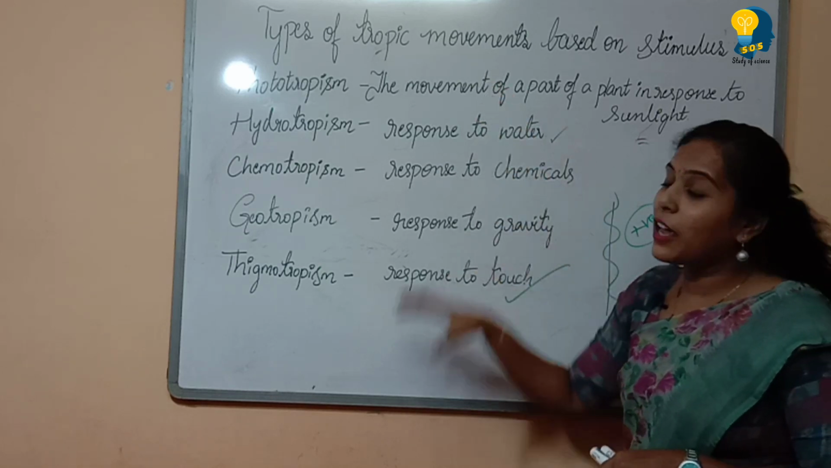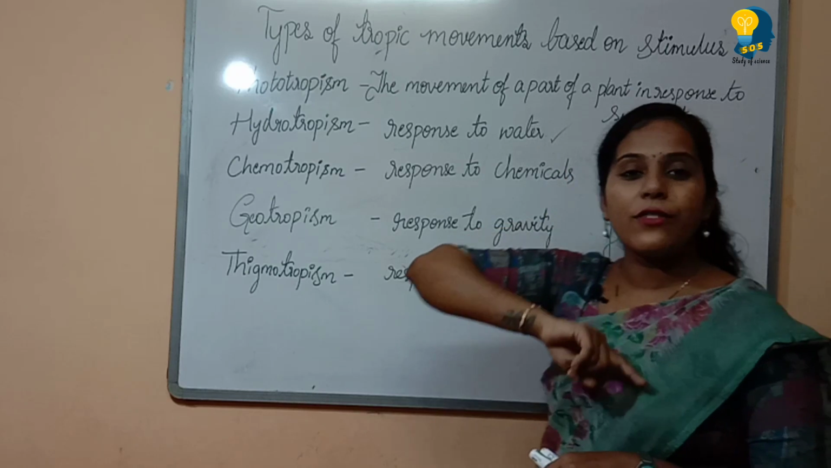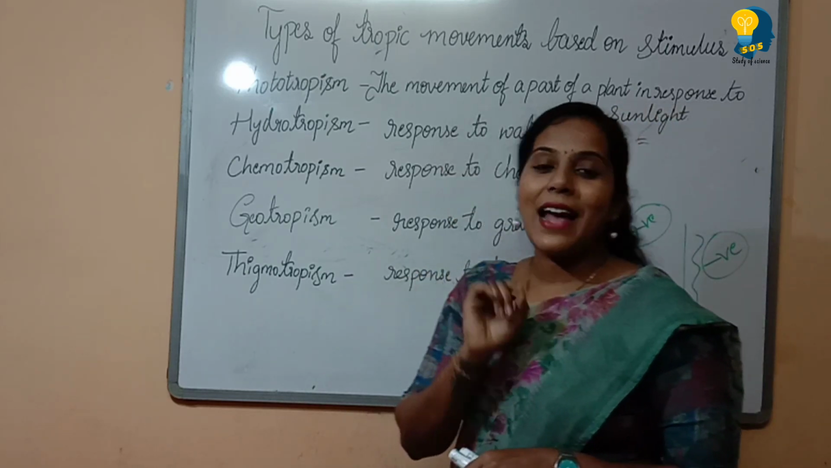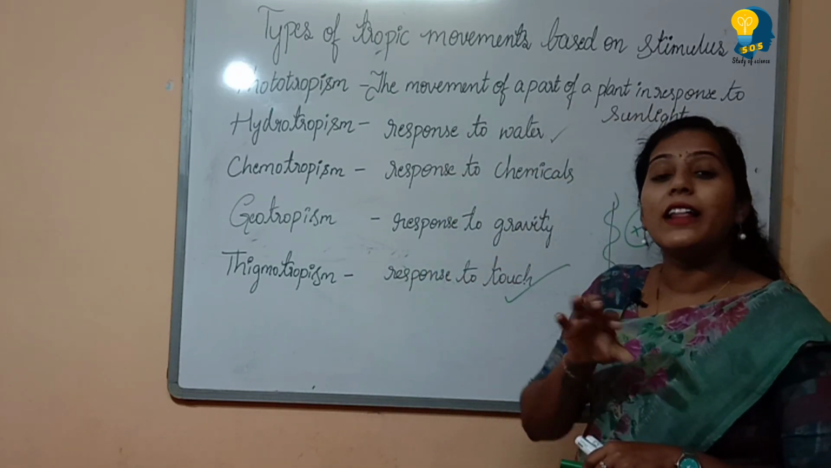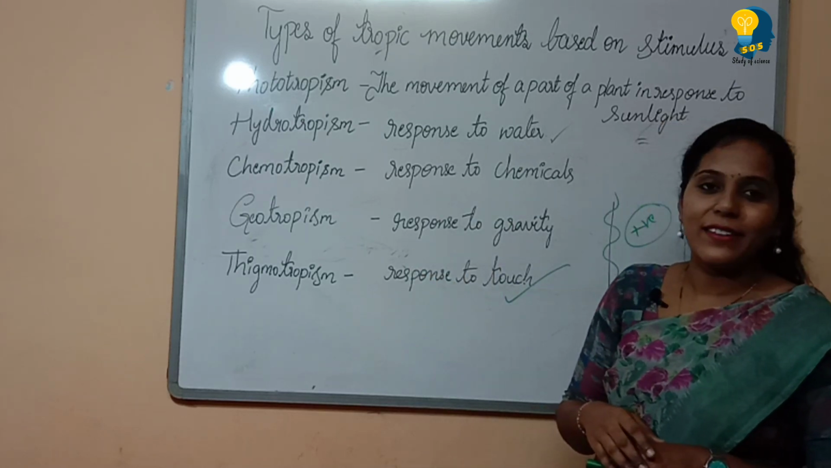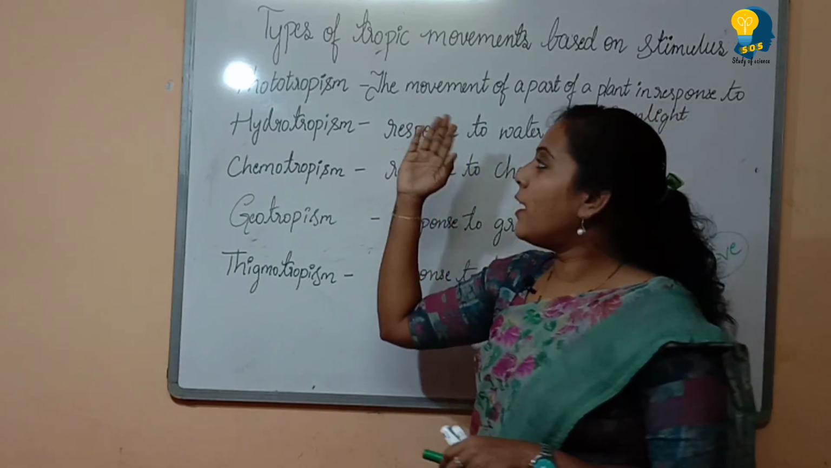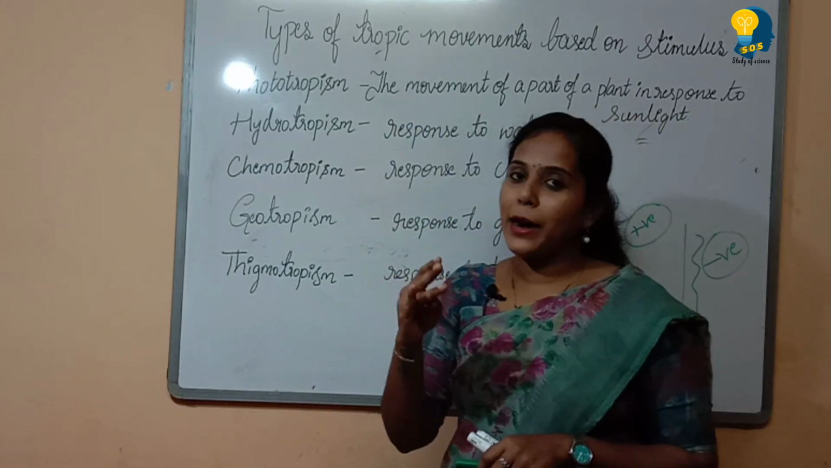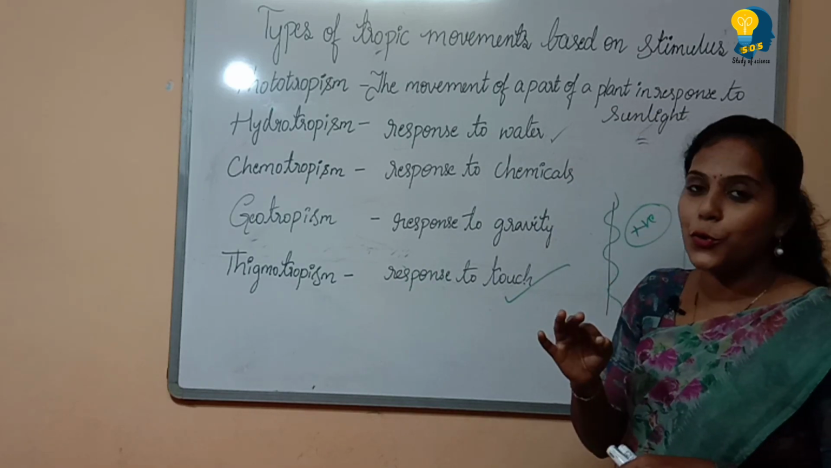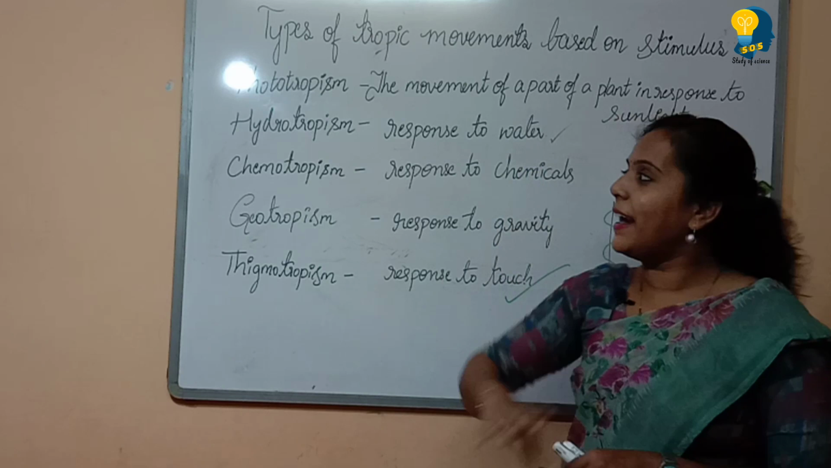Correct? And I forgot to tell about the nastic movement. So we also have studied about the nastic movement. Nastic movement means what kind of movement? They are the non-directional movement and they are independent movement of the plant. Correct? And we also have studied about the types of tropic movements. Firstly we started with phototropism, hydrotropism, then chemotropism, geotropism and thigmotropism. I hope you all got a very clear idea about these.